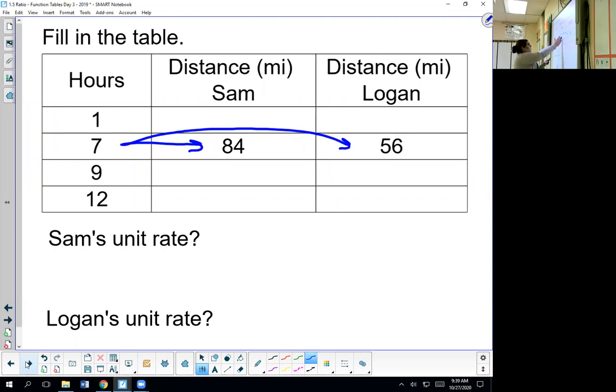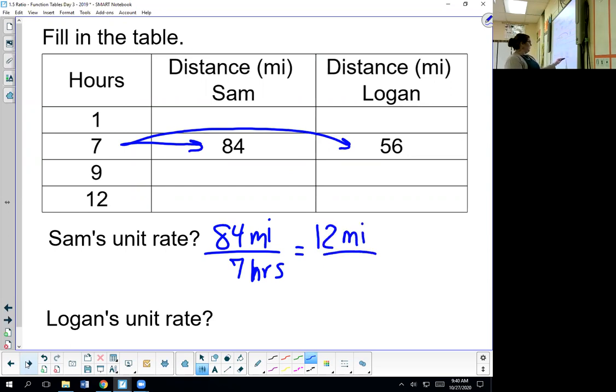So Sam is going 84 miles and it takes him 7 hours. What's his rate? Now, hopefully you know 12 times 7 is 84. So his rate is to multiply by 12. So from here to here will be times 12, times 12, times 12.